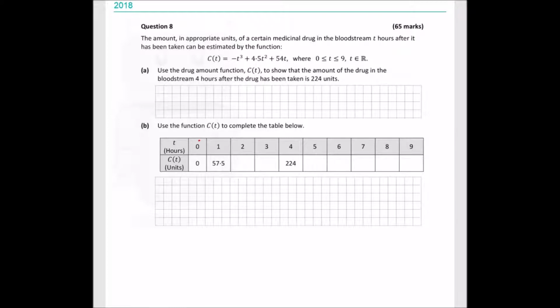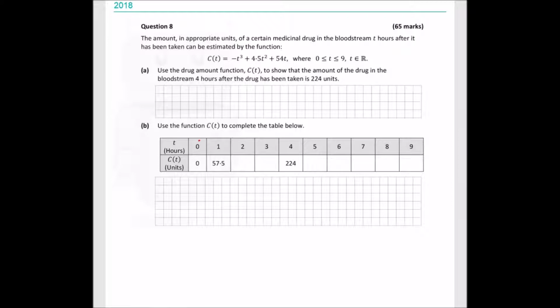So basically, when you take a drug, it takes a while for it to get into your blood system, and then it takes a while for it to leave your blood system. This function will tell you how much of that drug is in your blood system after 1 hour, 2 hours, 3 hours, whatever.